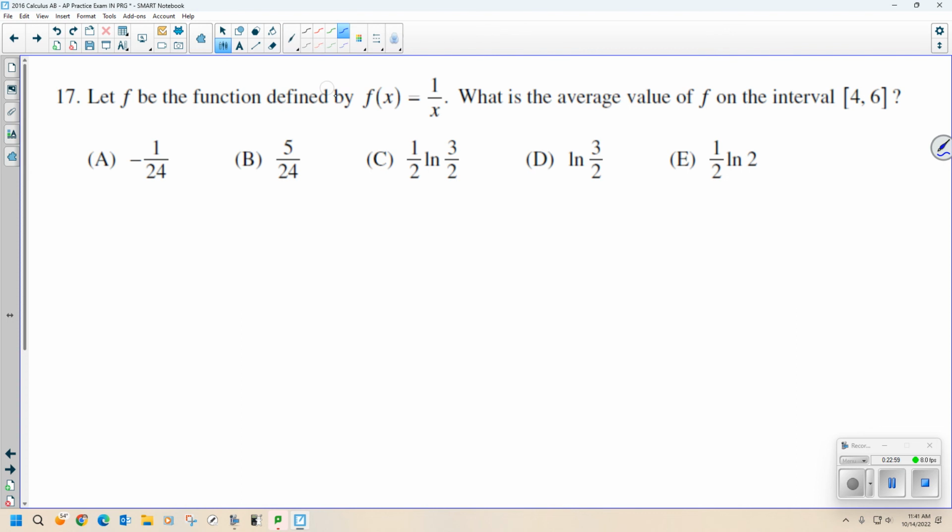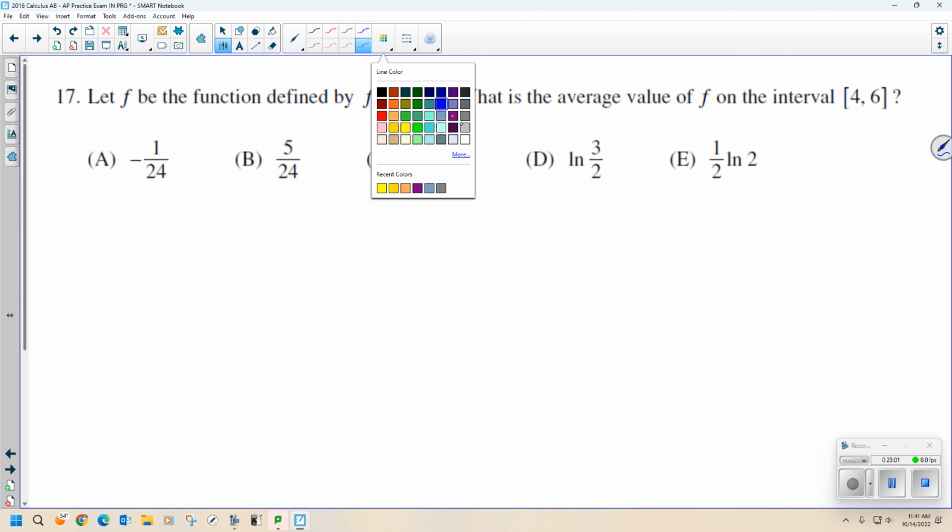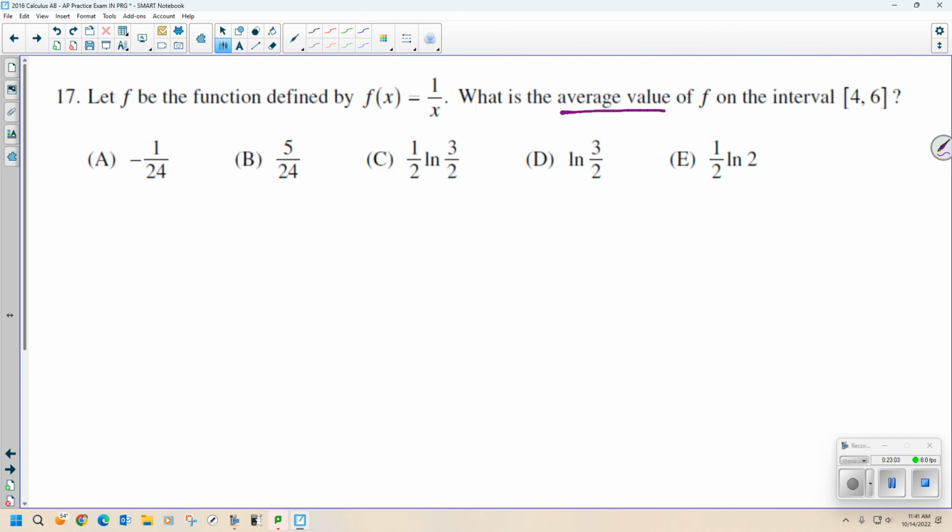Whenever they ask for average value, we're going to integrate because we're going to take all the values, but then whatever my upper and lower bound is, I'm going to have to multiply by 1 over the upper bound minus the lower bound. Right? I got to average it out. So I'm going to have to multiply by 1 over the difference in bounds. My bounds are right here.